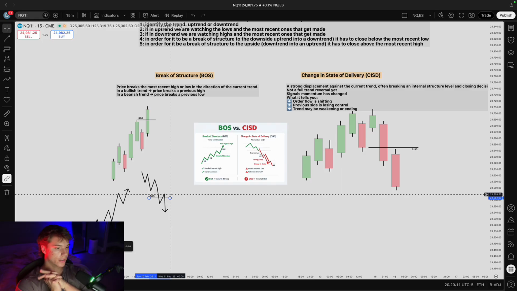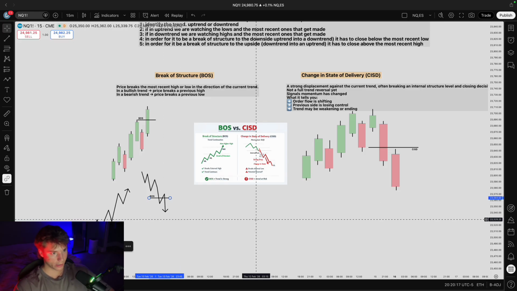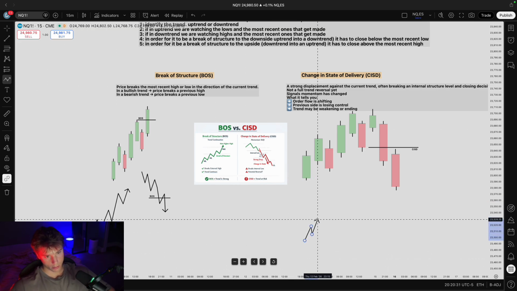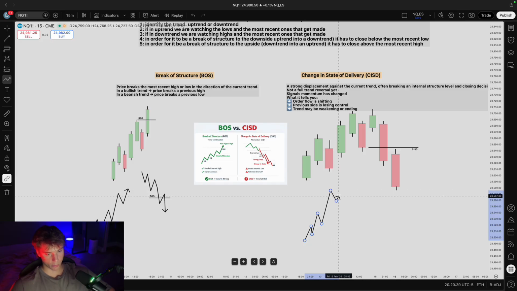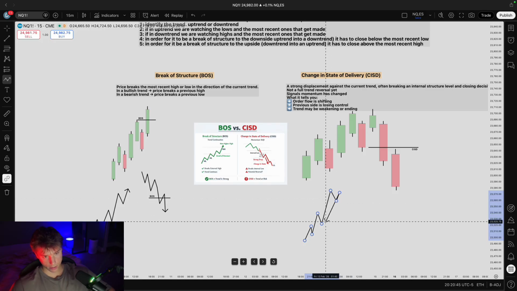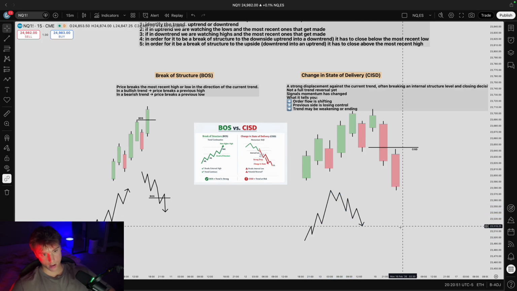Now, change in state of delivery is going to be something completely different. A change in state of delivery is going to be when there is a shift in trend. So, change in state of delivery is going to be when you have a, right here. So, bam, we have a bullish trend, right? A change in state is going to be, bam, we just created another low right here. It's still a higher low, right? But now we break it. And something like that, right? So bullish trend.